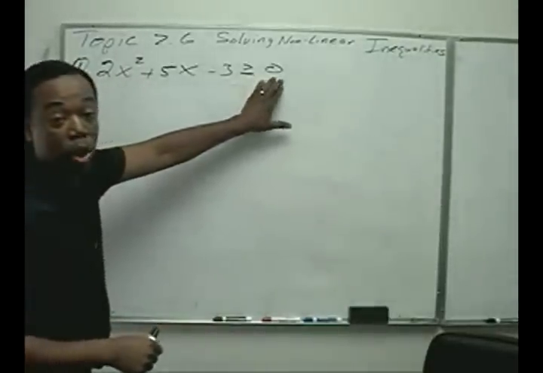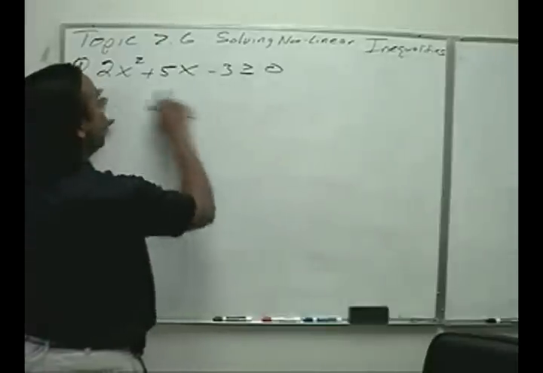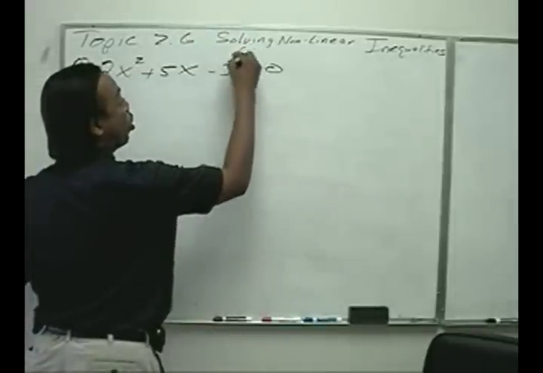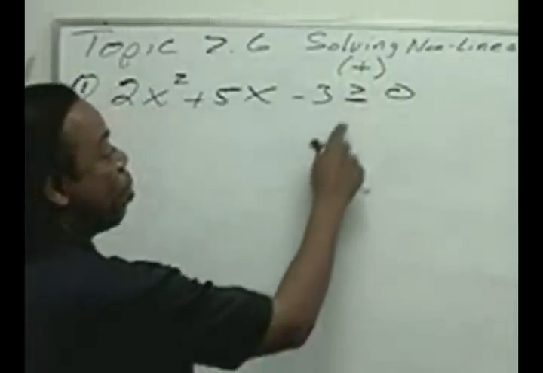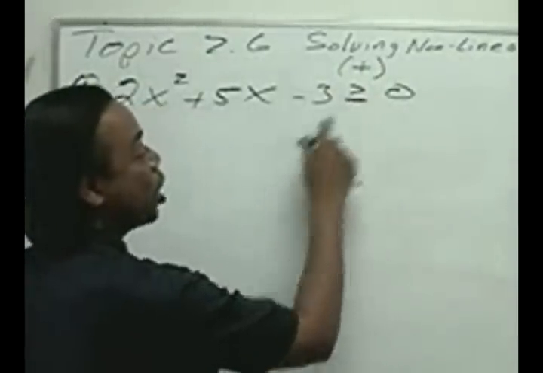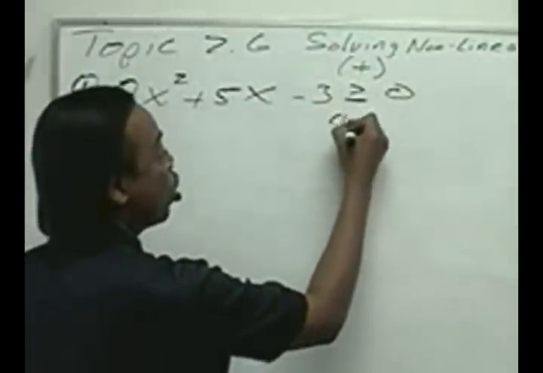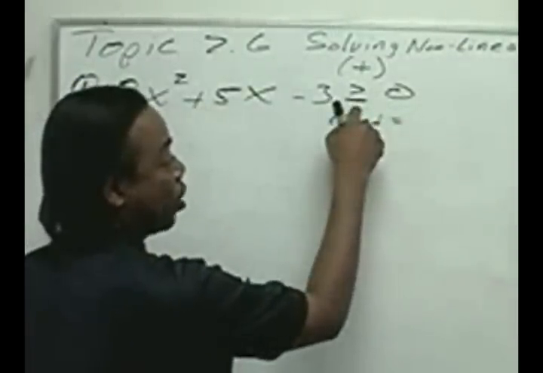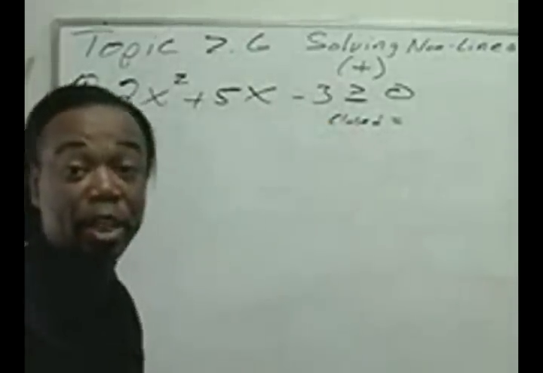This is greater than or equal to zero. We make sure that it's set against zero. This being greater than zero means that at the end we're going to look for positive pieces. And furthermore, because there's an equal sign here, all our lines that we write are going to be closed. Closed because we have an equal sign here. Now that we analyzed what we're looking for at the end, let's go ahead and break this down.